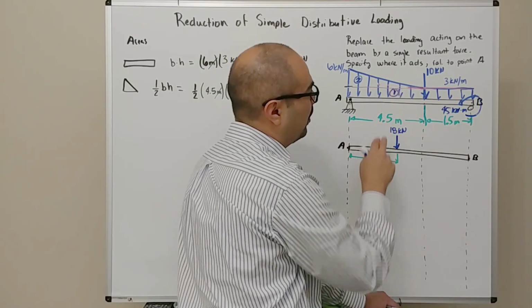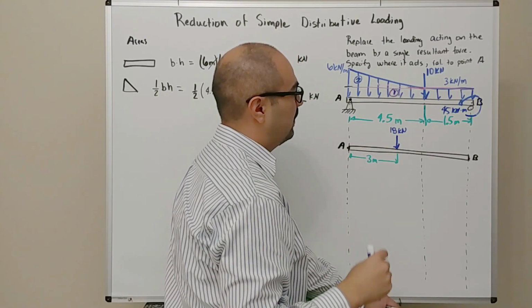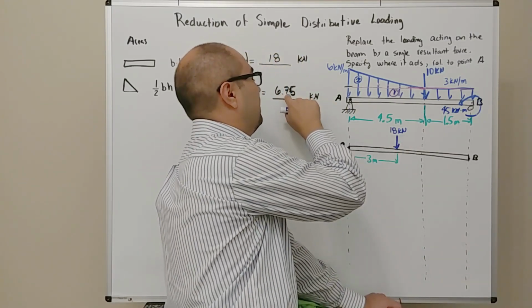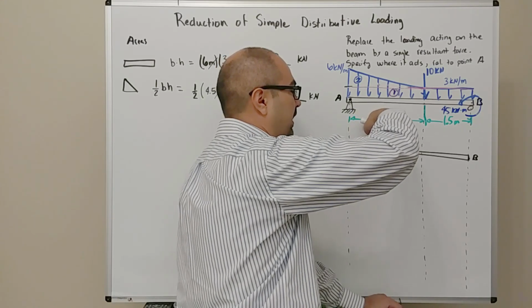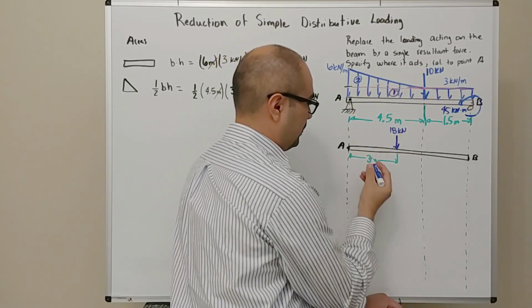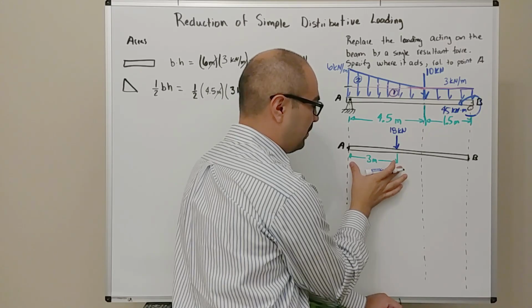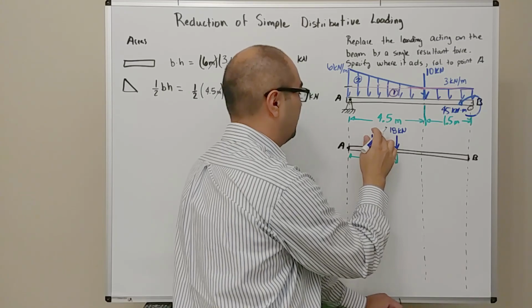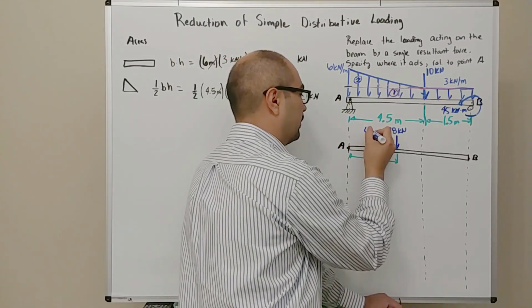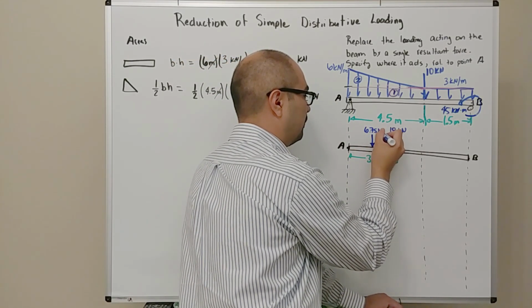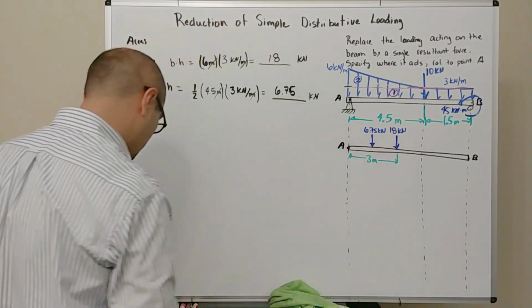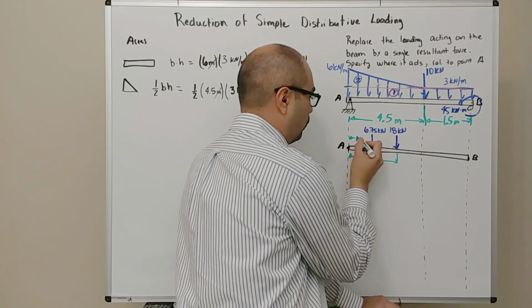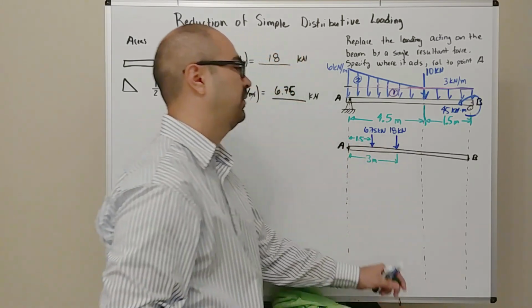The base is 4.5. If we divide by 3, that gives us 1.5. So this 6.75 force is going to be 1.5 meters from point A. Remember, the previous one was 3. This is going to be right at the half. So this from the triangle, 6.75 kilonewtons, and this one is 1.5 meters away from point A.